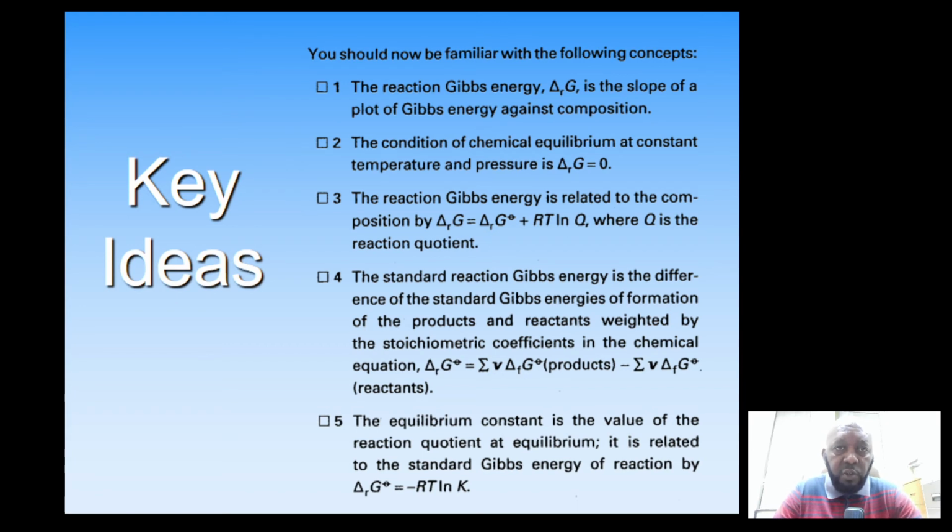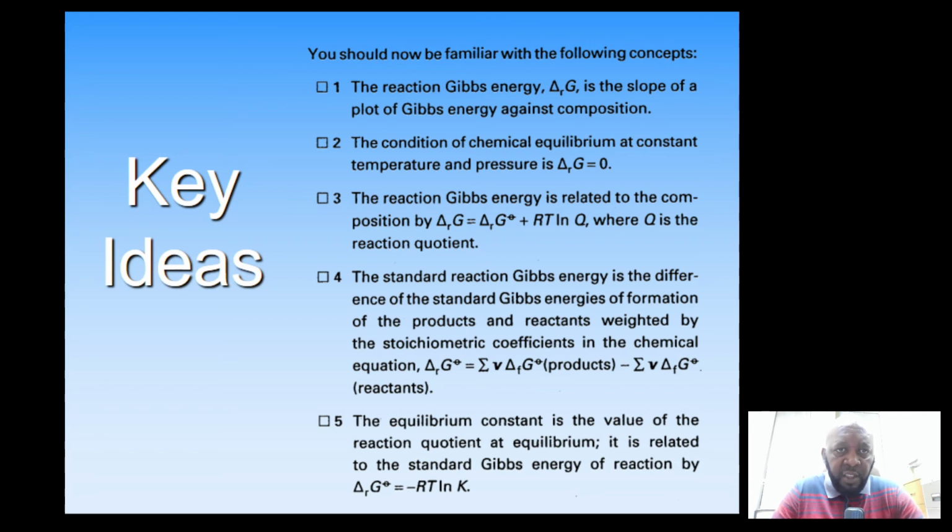As we are trying to summarize this particular lesson as well as lesson number 1, let us not forget that we started with the reaction Gibbs energy, whereby the slope of a plot of Gibbs energy against composition. The most important thing about the reaction Gibbs energy is that we are going to predict whether we are going to have a spontaneous reaction or not. And even if we have a spontaneous reaction, in which direction? Are we going to have a forward spontaneous reaction or a backward spontaneous reaction?